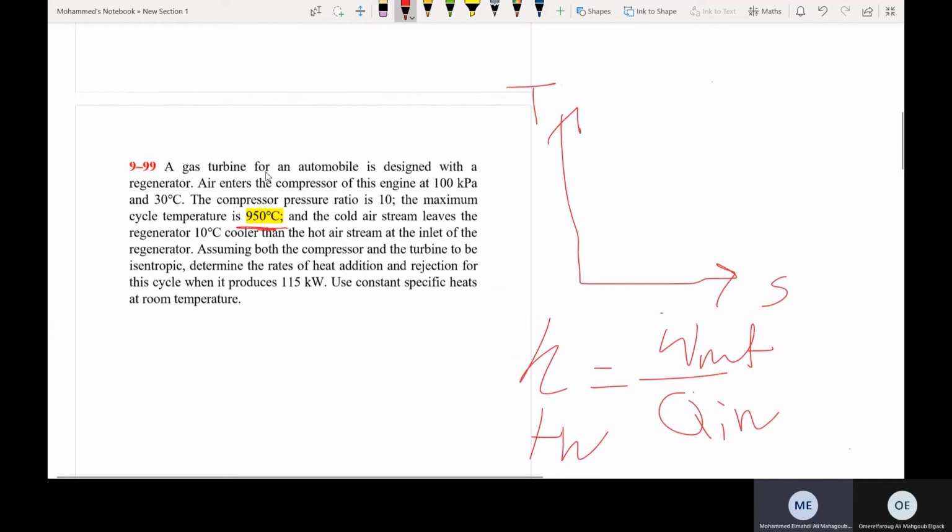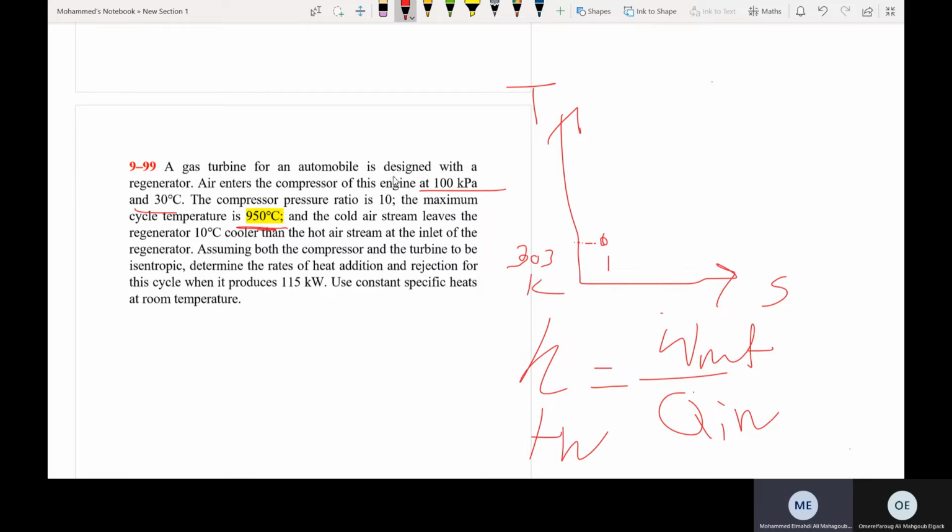Now let's start. A gas turbine for an automobile is designed with a regenerator. Air enters the compressor of this engine at 100 kilopascals and 30 degrees Celsius. So this is point one. Here we have the temperature for that point, which is 30 degrees Celsius, and also pay attention, use kelvins always and use consistent units. So this is going to be 303 kelvins, which is point 1 in the cycle.